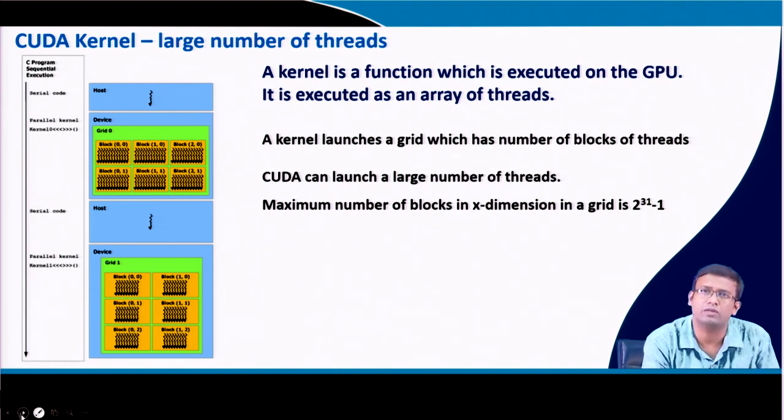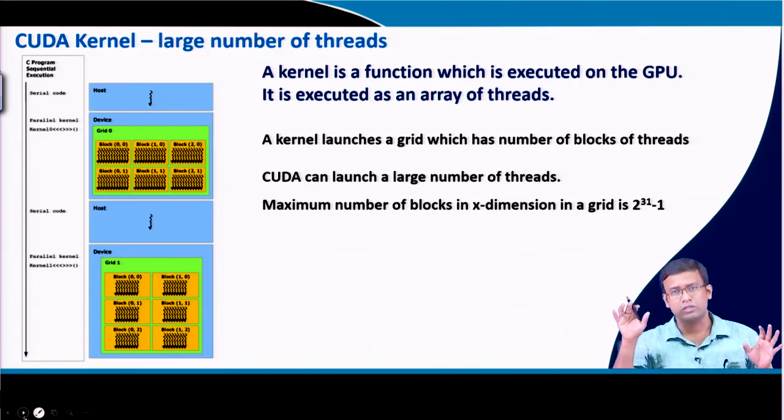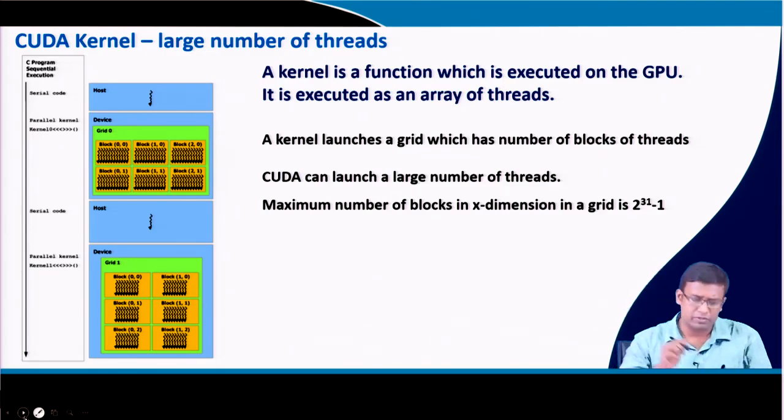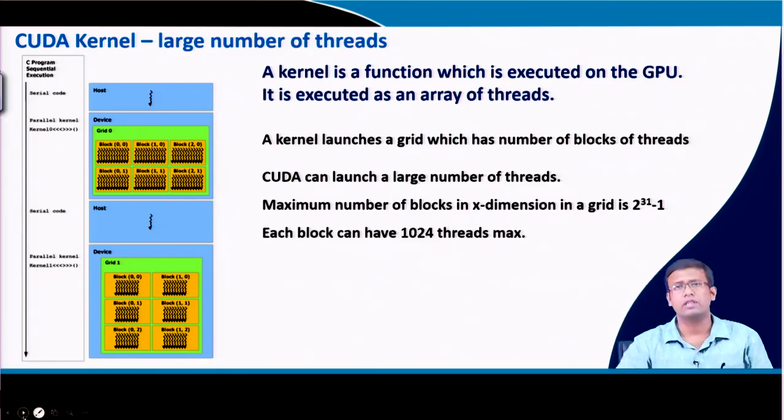The maximum number of blocks in the x dimension of a grid is 2 to the power 31 minus 1, which is a large number. Something of the order of 65,000 blocks can be launched in the y and z dimensions. So there can be that many blocks in a kernel. When a kernel is launched, it can call that many blocks. Each block can have a large number of threads. Inside each block there can be a maximum of 1024 threads.